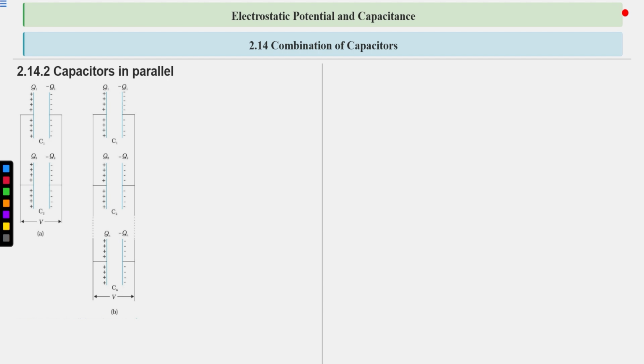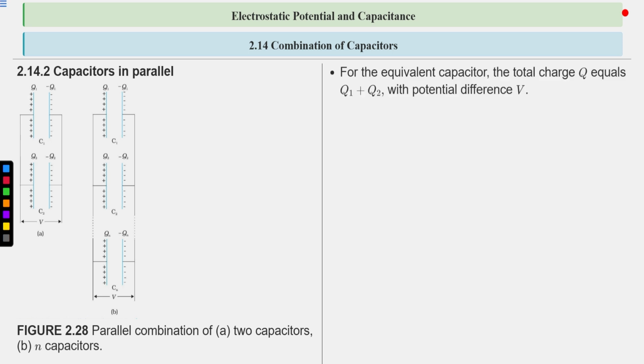Okay. So capacitors in parallel, again the same diagram. Figure 2.28, parallel combination of two capacitors and n capacitors. For the equivalent capacitor, the total charge Q equals Q1 plus Q2. Now, the total charge in the parallel combination is the charge on the C1 capacitor and the charge on the C2 capacitor. Or if there are n capacitors, then the charge on C1 plus C2 plus C3 and so on up to Cn. So, firstly, we will do it for two capacitors.